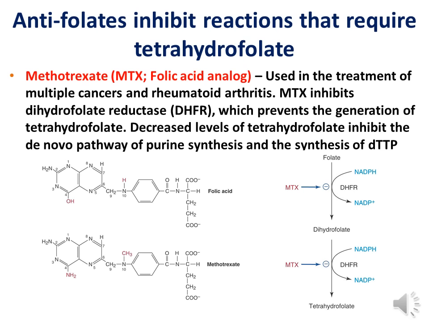Purine and pyrimidine analogs are not the only drugs that are used to disrupt purine and pyrimidine metabolism. Antifolates are used to inhibit reactions that require tetrahydrofolate. Methotrexate is a folic acid analog that is used in the treatment of multiple cancers and rheumatoid arthritis. Methotrexate inhibits dihydrofolate reductase. This prevents the generation of tetrahydrofolate. The decreased levels of tetrahydrofolate inhibit the de novo pathway of purine synthesis, as well as the synthesis of dTTP.